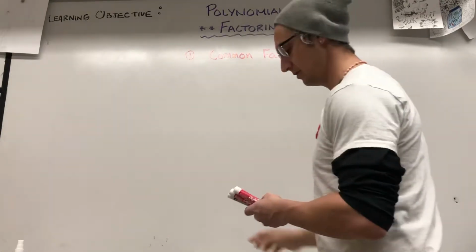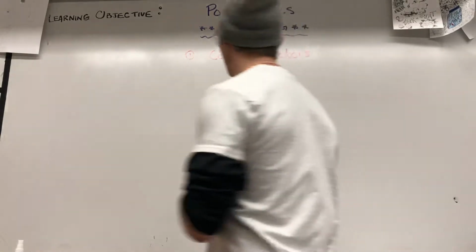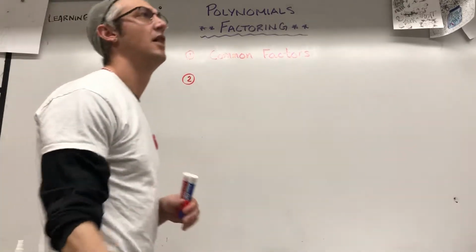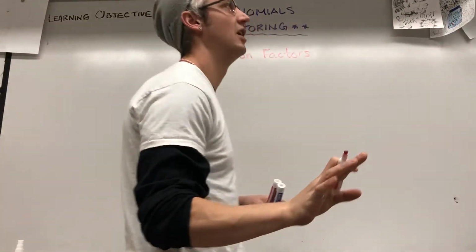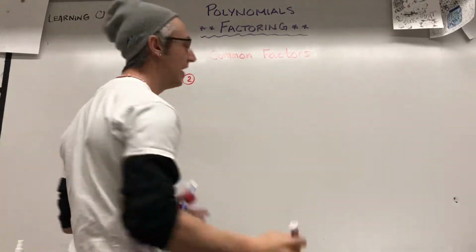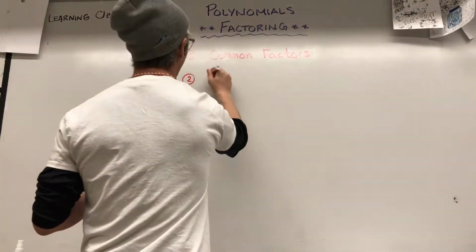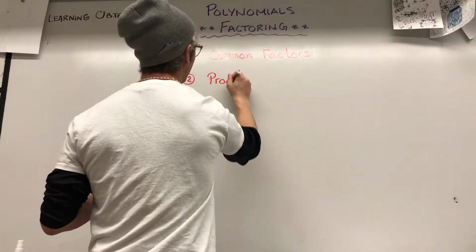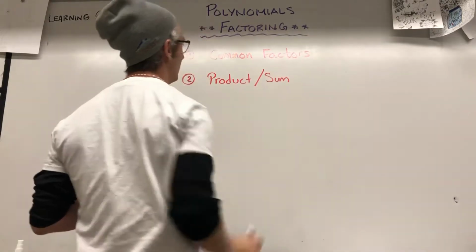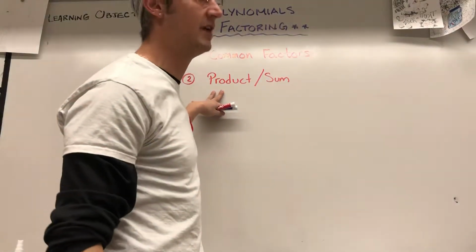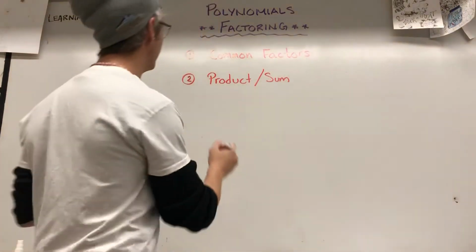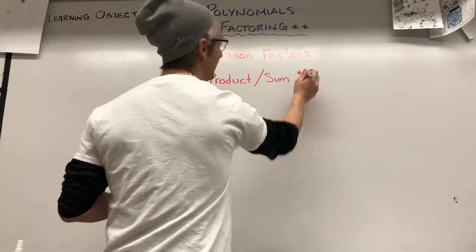So the next step, potentially, another tool in our toolbox, would be a method called product sum. Okay? Probably the most common type of factoring you're going to be asked to do, at least in the foreseeable future. Product sum. Me likey.